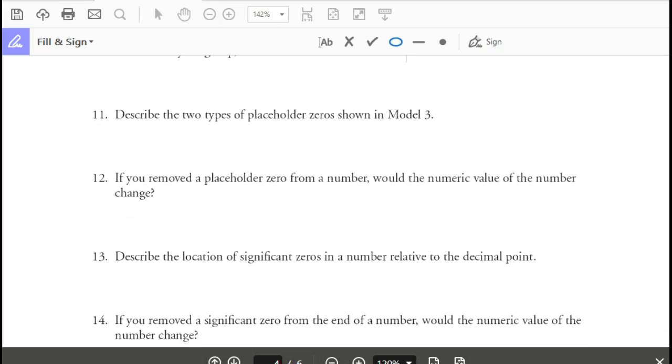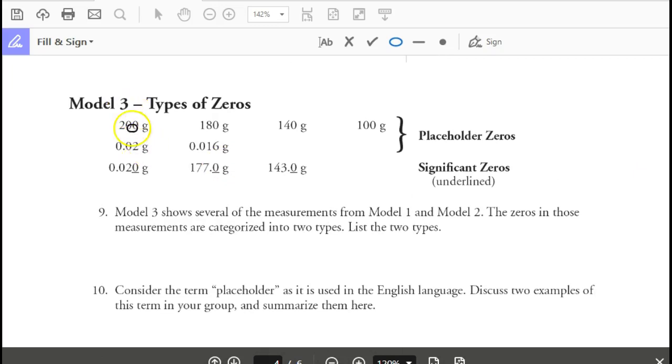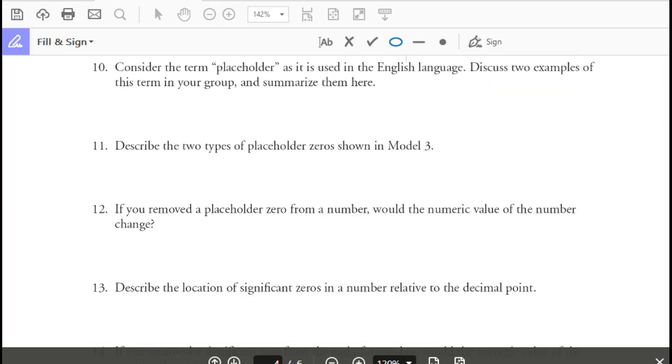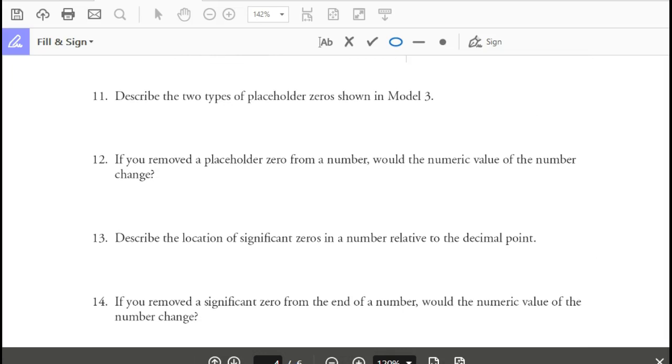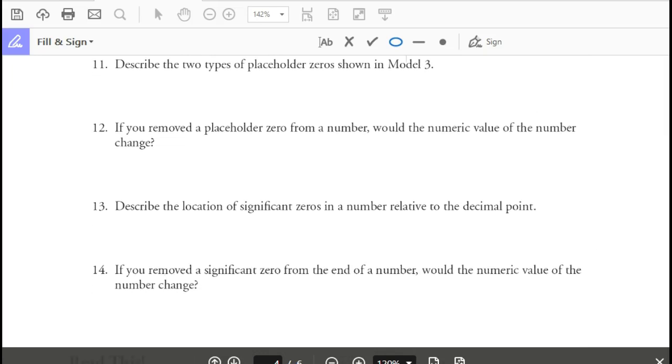Number 12, if you remove a placeholder 0 from a number, would the numeric value of the number change? Yeah. For example, if we get this 200 and we took away these two zeros, then we would be left with 2. That would be a significant difference between 2 and 200, so you would completely change the value of that number. So 13, describe the location of significant zeros in a number relative to the decimal point.